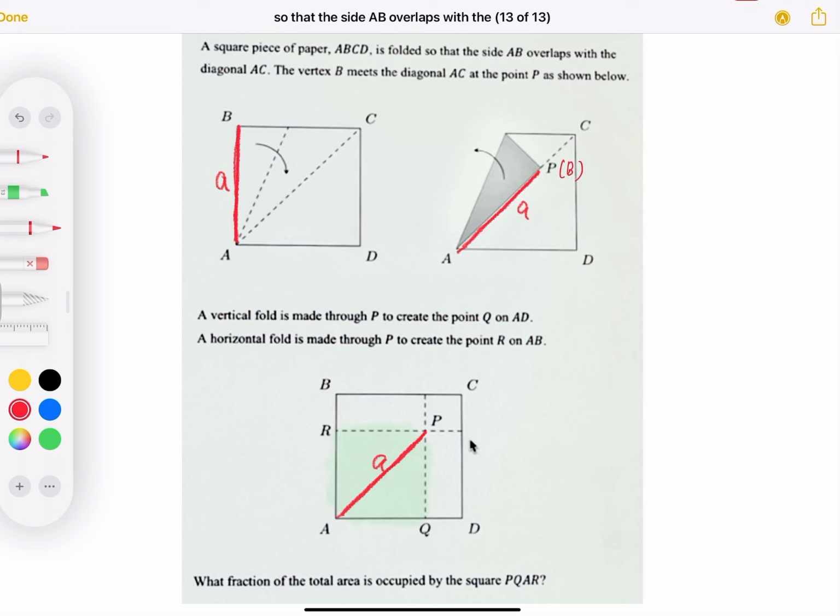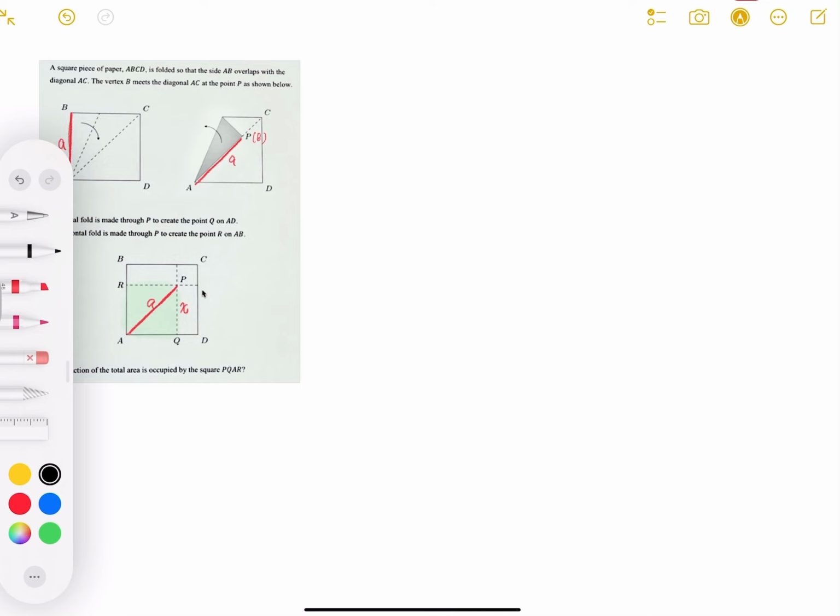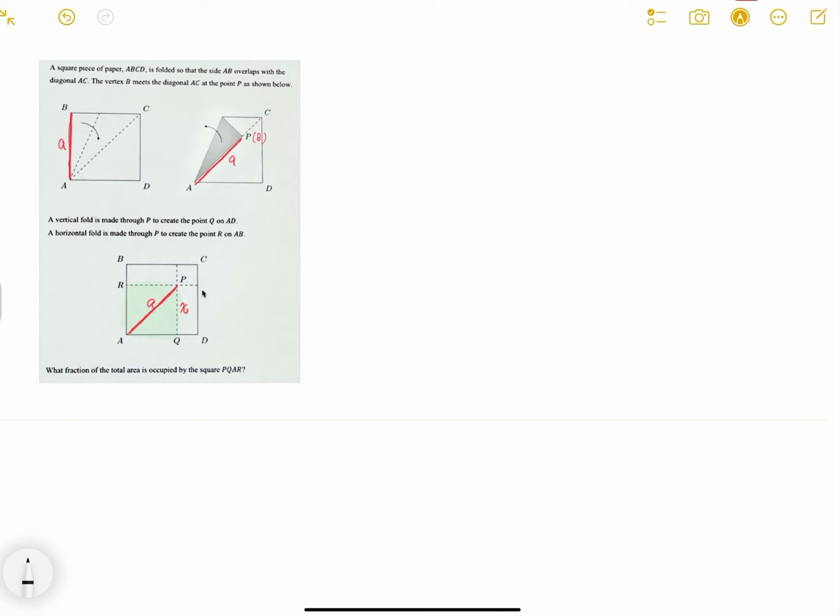Then we can use Pythagoras to find the length of PQ. If we make length PQ equal X, let's find what X is in terms of A. So let's start. We have A squared equals X squared plus X squared, since it's a square. So then A squared is equal to 2X squared. So X squared just equals A squared on 2.